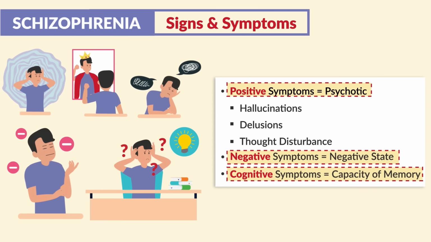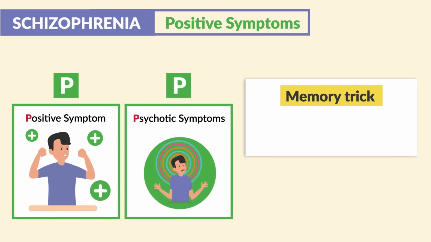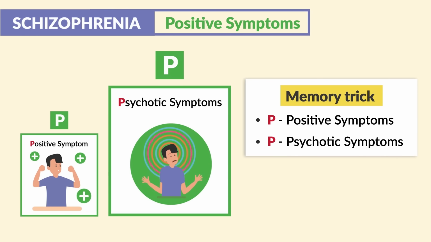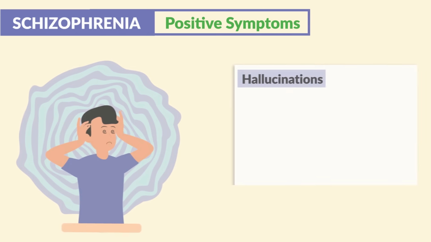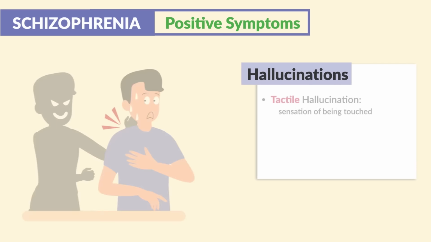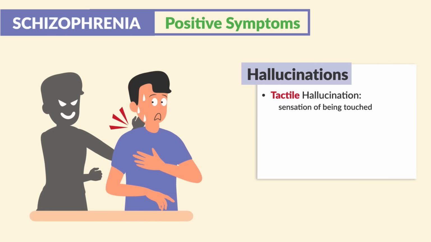So let's dive in and break these down one by one. First up is positive symptoms. Think P for positive symptoms as P for psychotic symptoms. So hallucinations. This is where clients hear or see things that are not there, like voices in their head or seeing objects. Now there are tactile hallucinations, where we have a sensation of being touched.